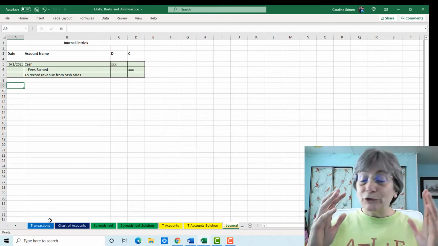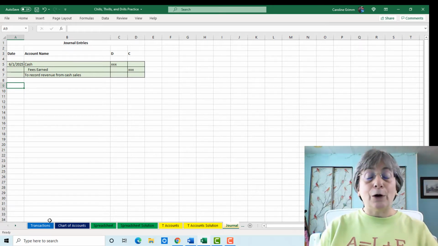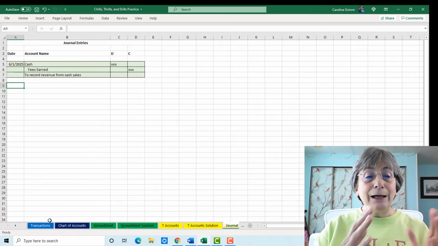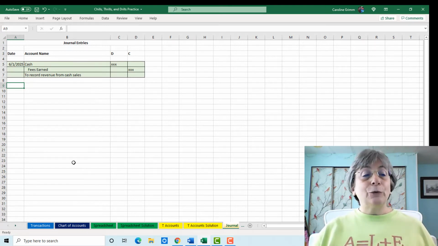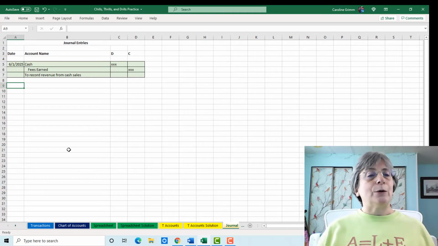So again, this spreadsheet is available for you to download. It includes all of our transactions, includes our chart of accounts, and each one of these methods with the solution side of it so you can see whether you did things right. So let's jump into talking about our journal entries in general.